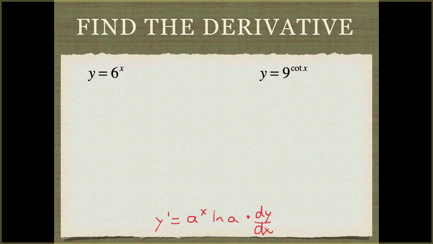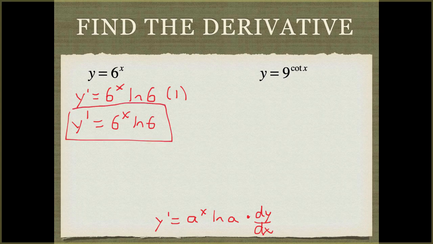So we're going to use this rule to take the derivative of 6 to the x power. So we have y prime is what we start with, 6 to the x power. Then we take the natural log of the base, and the base in this case is 6. And we take the derivative of x. The derivative of x is just 1. So we have y prime is 6 to the x ln 6. This is my derivative.